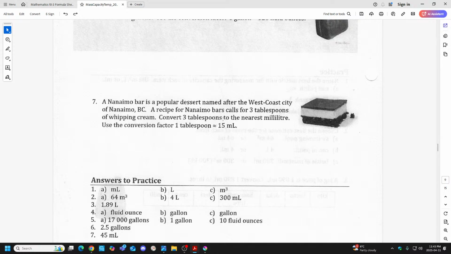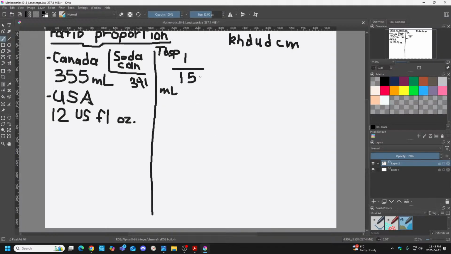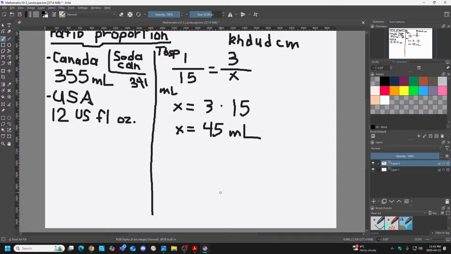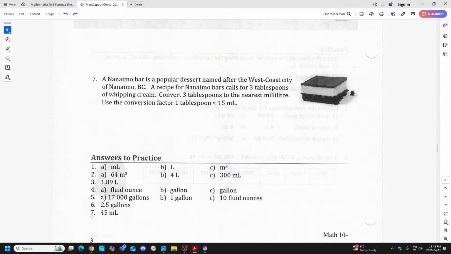We're converting 3 tablespoons to milliliters. So 3 tablespoons, milliliters is unknown. Same thing, guys. Cross multiply. 1x is 1x. 15 times 3, which is 15, 30, 45. Hopefully I got that right. And we're looking for milliliters. All right, let's check it out. There we go. Final answer, 45 milliliters. Let's go! Drop the big yays.